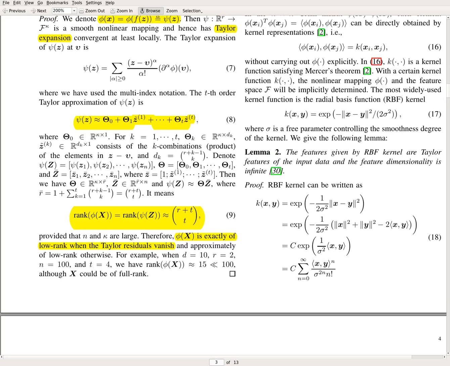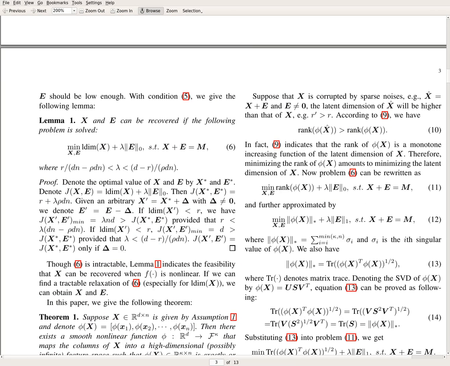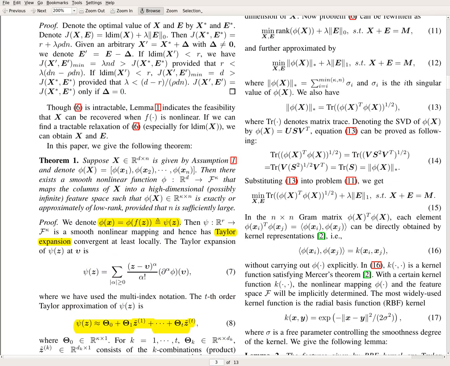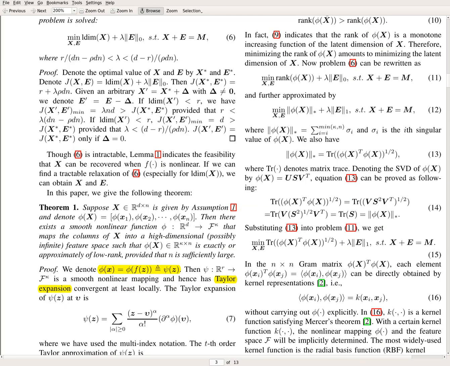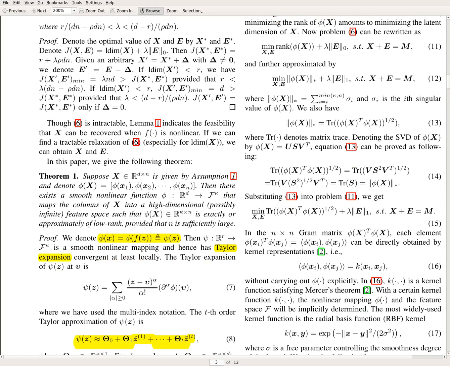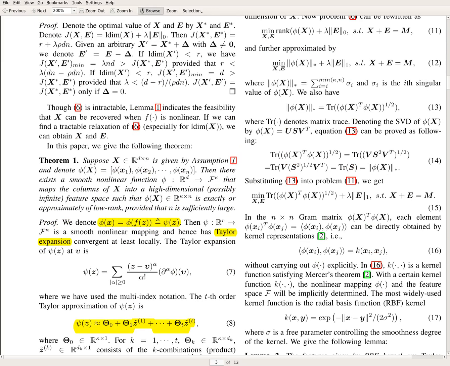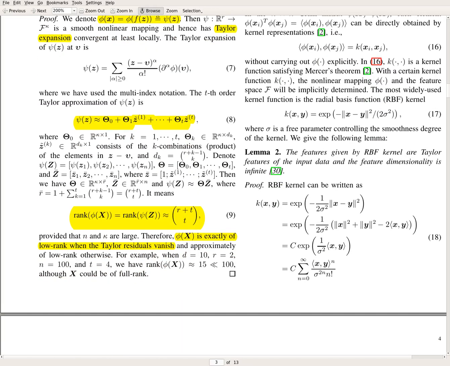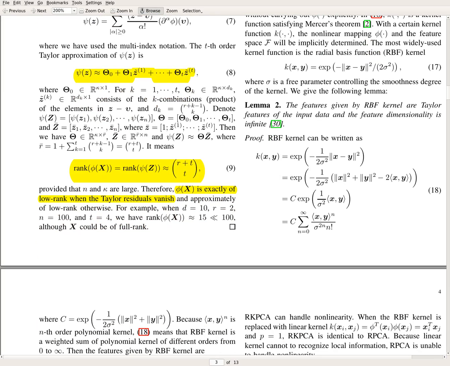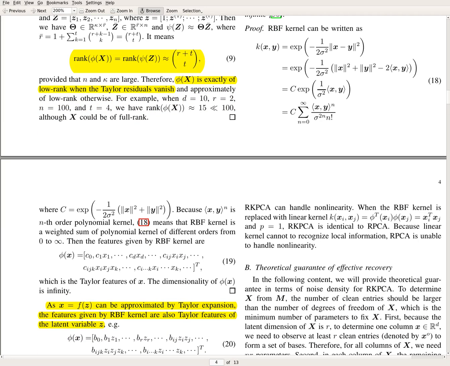This phi operation, which is the inverse of f, is exactly the low rank when Taylor residuals vanish. Okay, this part, I think, deals with the simplifying of the minimization function. Then they look at this radial basis function, this RBF kernel. They explain how the RBF kernel is related to the Taylor expansion.